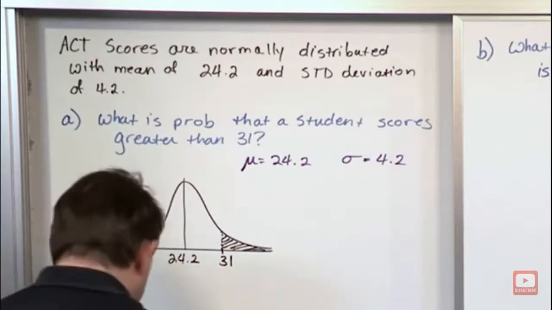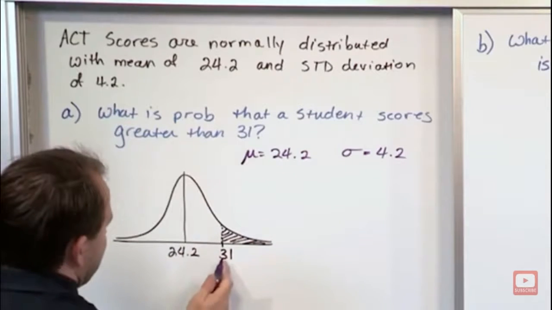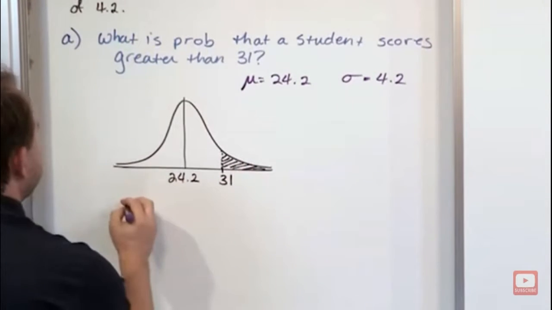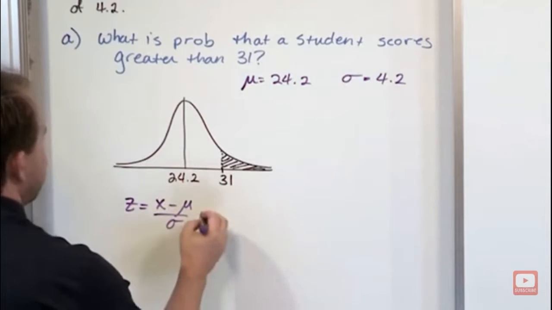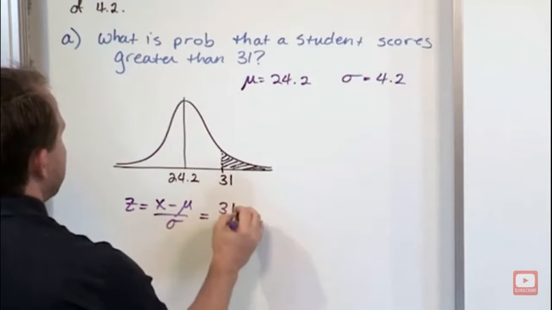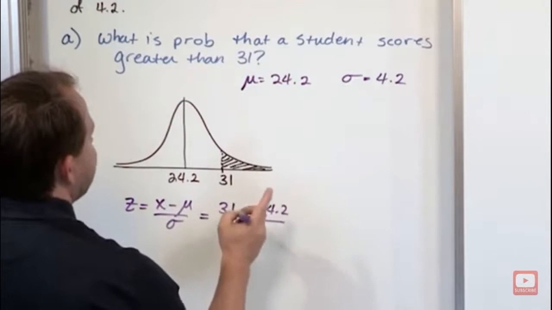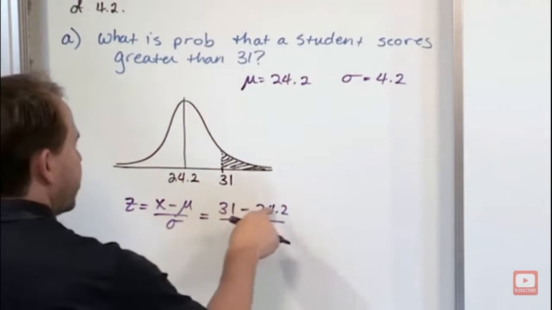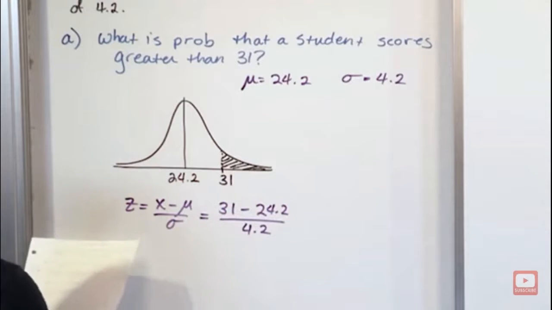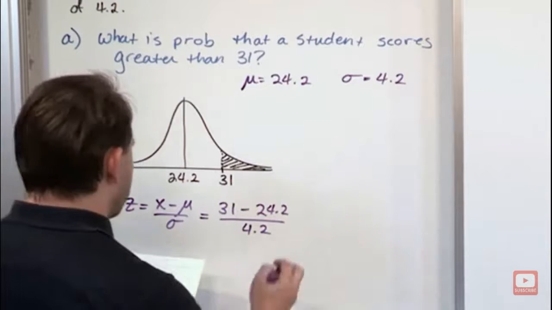So what we want to do is calculate the z-score of the value we're interested in. The z-score is x minus mu, which is the mean, divided by the standard deviation: 31 minus the mean, 24.2, over the standard deviation, which is 4.2. When you do the subtraction and the division, that gives us a z-score of 1.62.